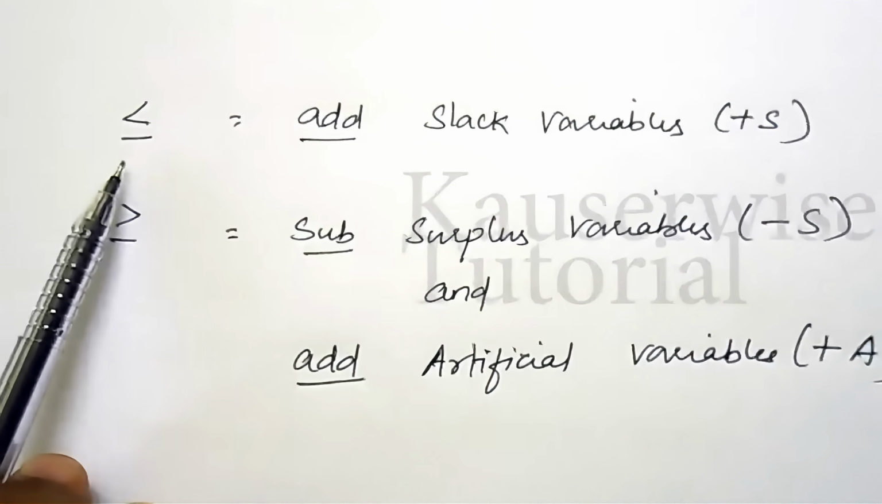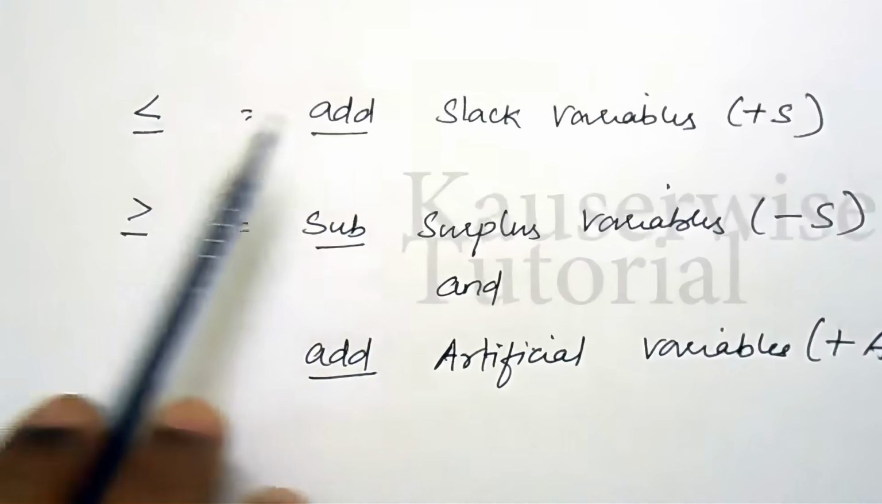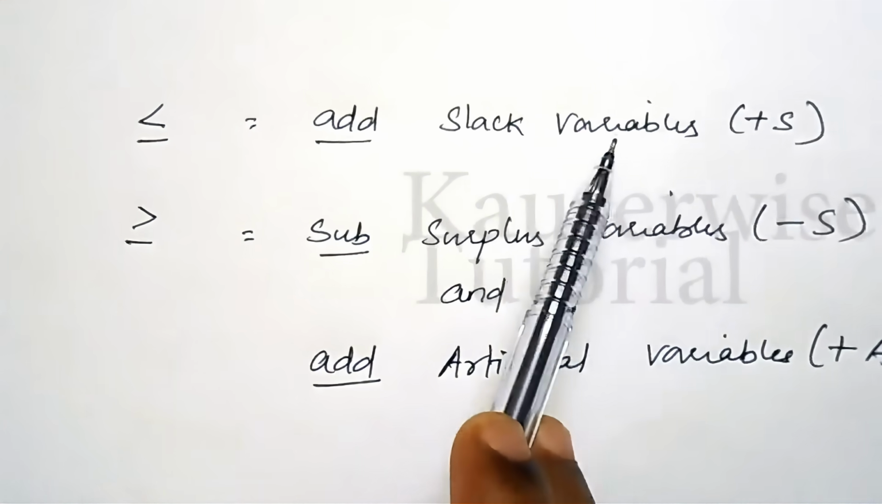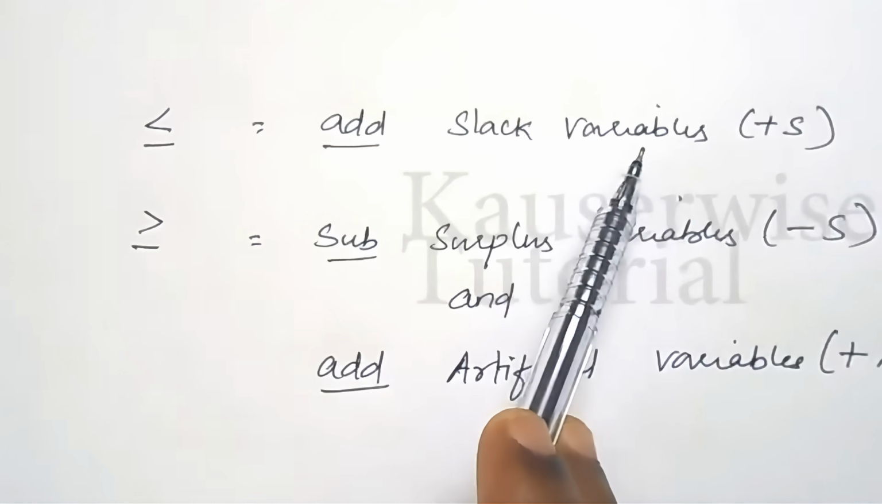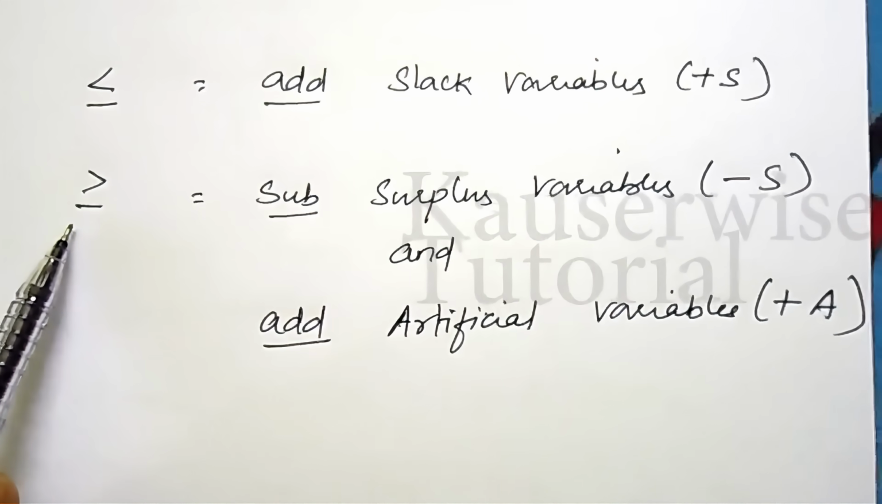In the simplex method, it contains less than or equal to constraints. So in that case, we need to add slack variables, that is plus s. This we have already discussed in the simplex method in a separate video. Now we are going to see the Big M method, which contains greater than or equal to constraints.